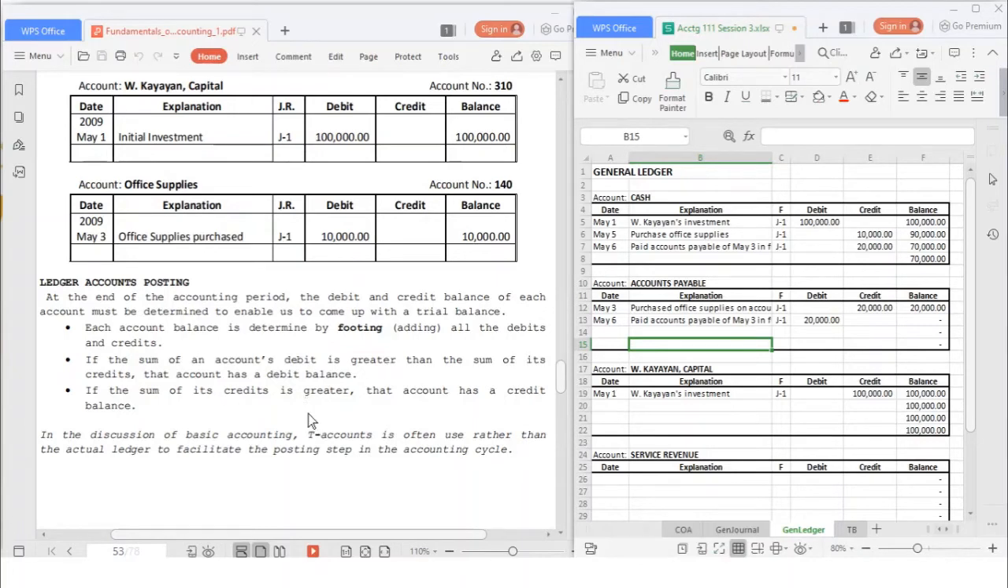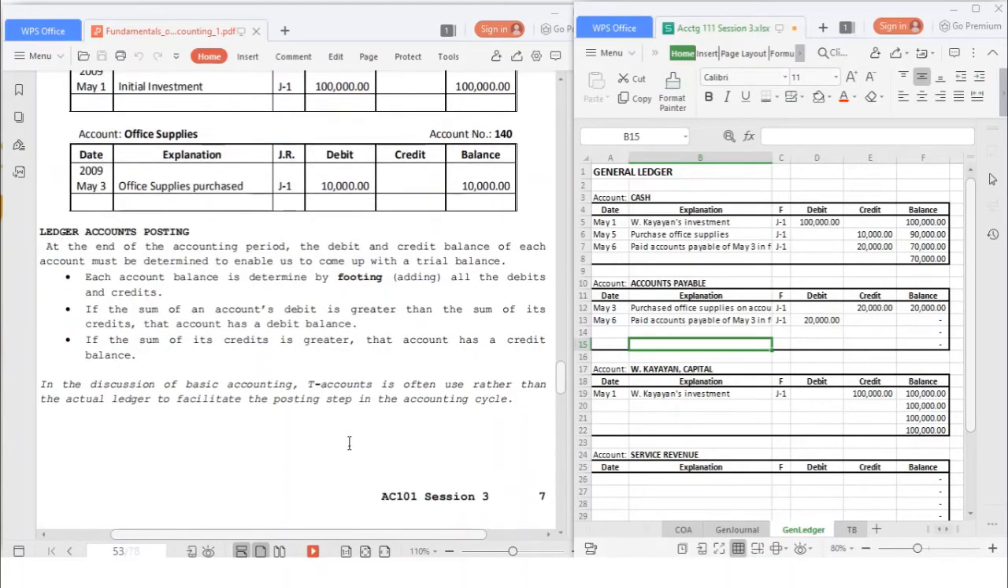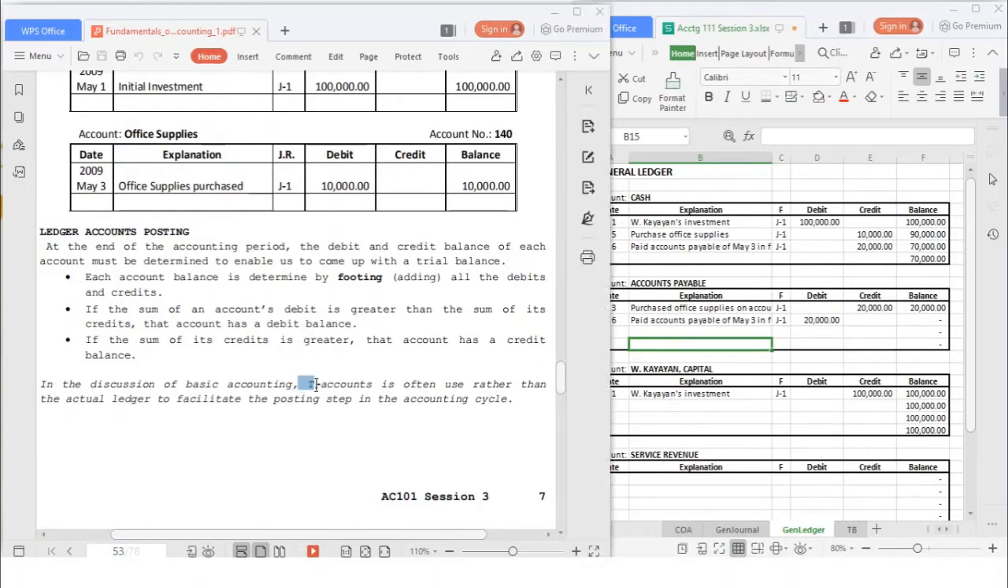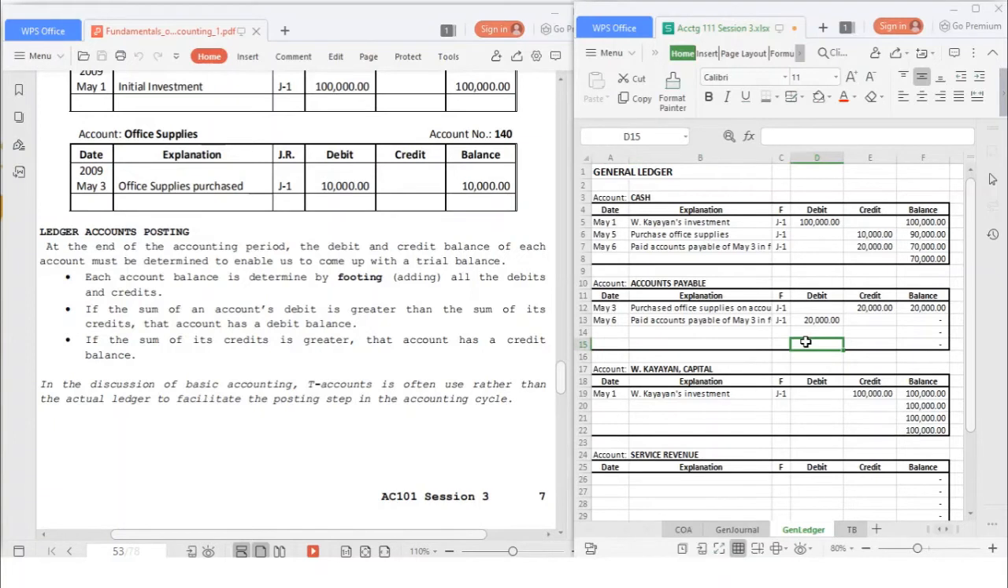In the discussion of basic accounting, T accounts are often used rather than the actual ledger to facilitate the posting step in the accounting cycle. The actual ledger is more complicated because it is longer. For simplicity, we use T accounts. You are already familiar with the T account from our discussion in session 2. So, each balance is determined by footing. Let's look at an example of a T account.